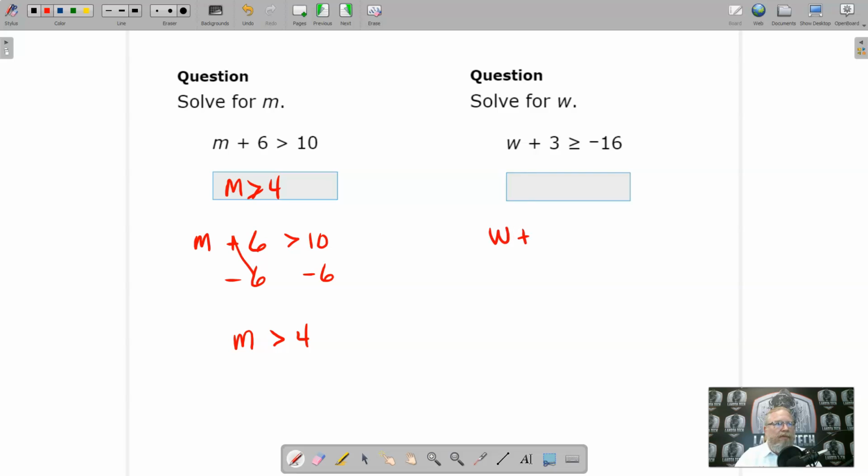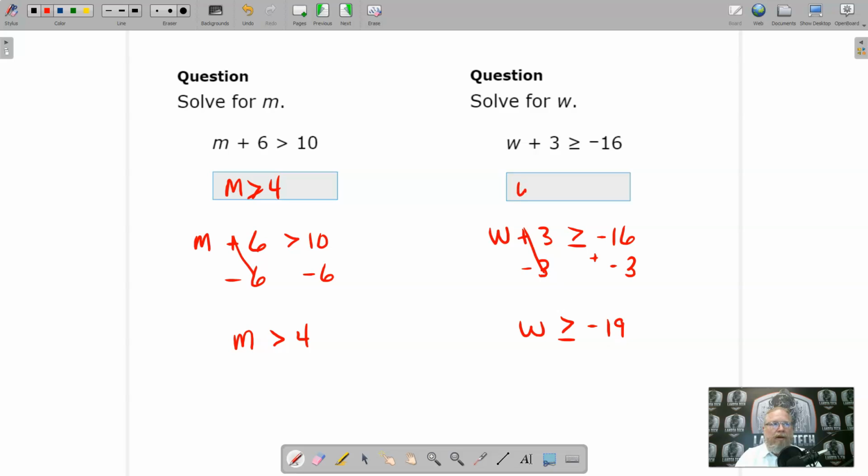Next one is w plus 3 is greater than or equal to negative 16. I want to get rid of this 3, right? So let's go ahead and subtract 3. And what I do to one side, I'm going to do to the other. My 3s cancel each other, leaving me with w. And negative 16 minus 3 is the same as negative 16 plus negative 3. We're actually adding a negative. It's a negative plus a negative, so it's going to get even more negative. And 16 and 3 together is 19.